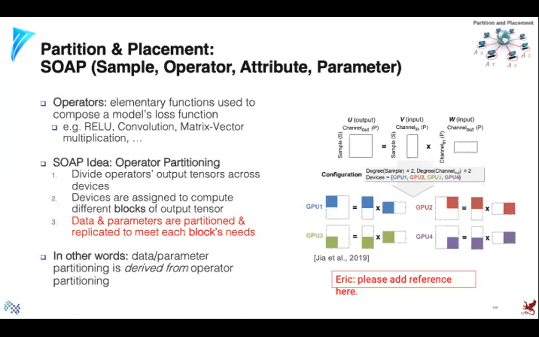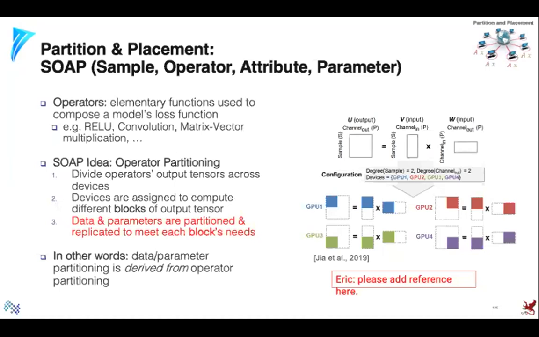Another way to handle the partitioning and placement is to focus on operators rather than data and parameters. So what are operators? They're the elementary functions that make up an ML or deep learning model. ReLU units, convolution operations, matrix vector multiplications, these are all operators that are found when you actually look deep into, for example, the loss function of a neural network.